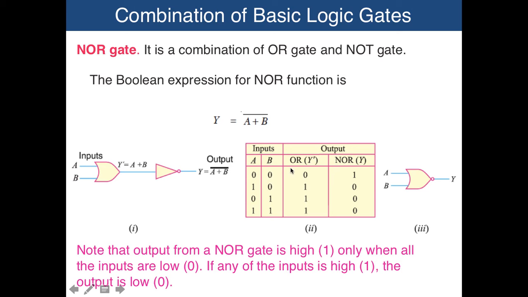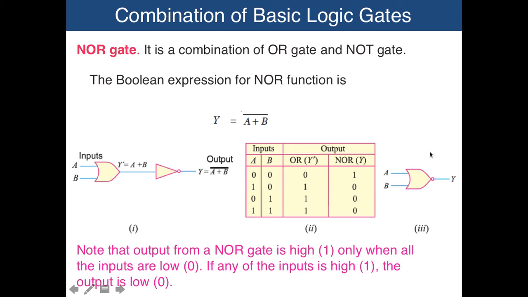And the truth table, first we apply the operation of OR gate, so 0 plus 0, 0; 1 plus 0, 1; 0 plus 1, 1; 1 plus 1, 1. And inverting this data we can get the NOR gate. 0 to 1, 1 to 0, 1 to 0, 1 to 0.